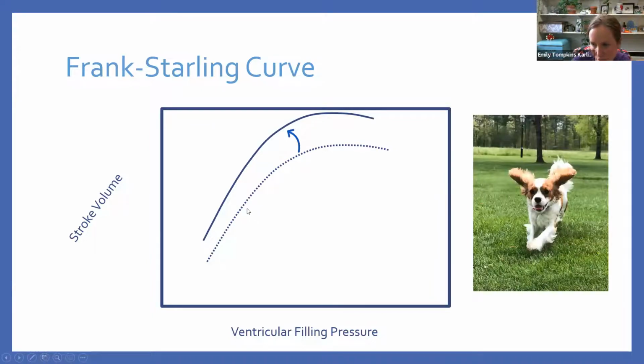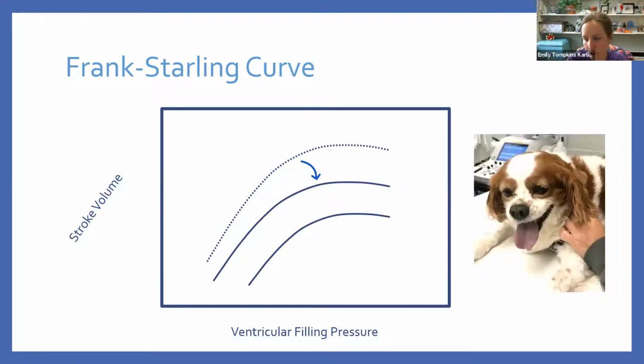And so now we have the dotted line here, which is your original one. And then we have an exercising dog and the curve moves up and to the left. So now for any given ventricular filling pressure, the original stroke volume would be here, and now your stroke volume is up here. So you have a higher stroke volume for any given ventricular filling pressure than you would have had before, which means that when you're exercising, you have improved stroke volume and improved cardiac output without having the pressures inside your heart get higher and higher. So that's a good thing.